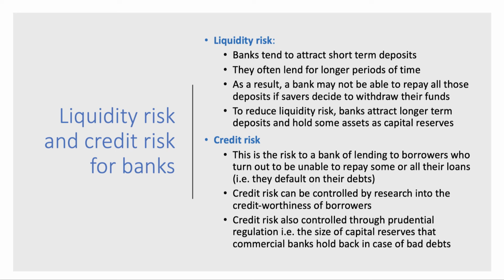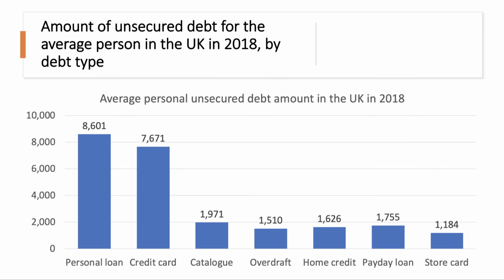Credit risk can be controlled by research into the credit worthiness of the borrower. Can this person pay back their mortgage? Can this business pay back their loan? And also by prudential regulation, so the size of capital reserves that commercial banks must hold back, if you like, as a safety valve in the case of bad debts.